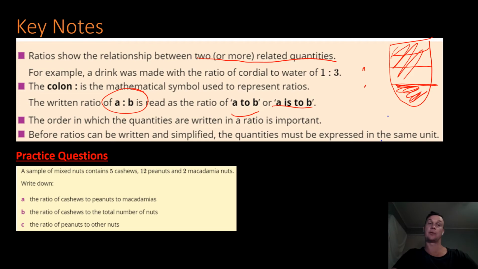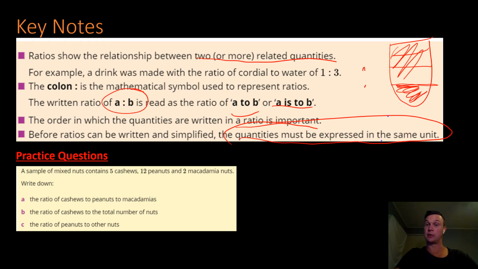Also, it's very important that you understand the order in which the quantities are written. If we use that example previously about sporting success, if you have 5 is to 2, you need to understand that that's 5 wins is to 2 losses. If you had it the other way around, it would be losses to wins. So it's very important that you understand the way the ratios are written. And finally, before ratios can be written and simplified, the quantities must be expressed in the same unit. Key point there that, again, I'm going to get you to write down. So you need to make sure that they're in the same unit for you to write down those ratios.